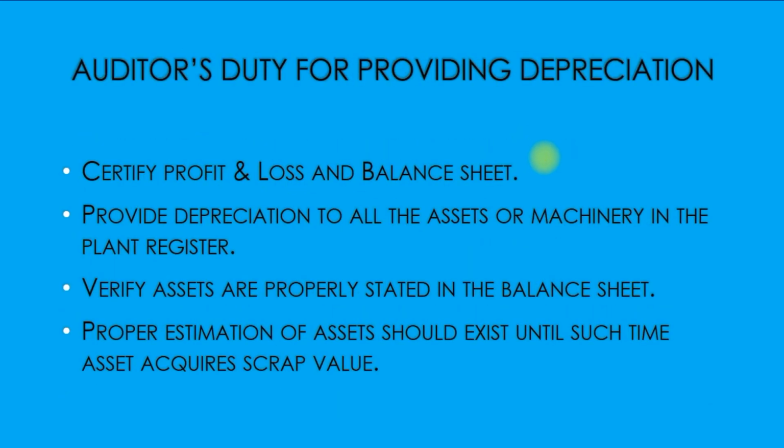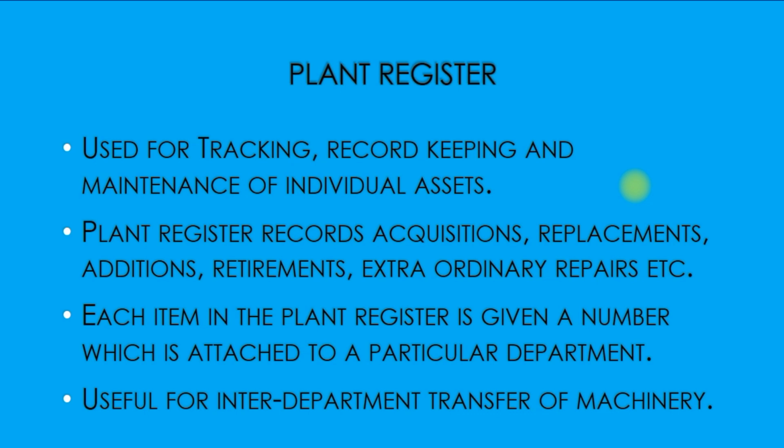Next, we'll take a look at plant register. The plant register gives out details of individual assets and is useful for tracking, record keeping and maintenance of the individual assets. In this register, usually what gets recorded are acquisitions, replacements, additions, retirements and extraordinary repairs. Each item that belongs to the plant is given a number so that automatically it is attached to a particular department in the plant. It's even useful for interdepartmental transfer of machinery.